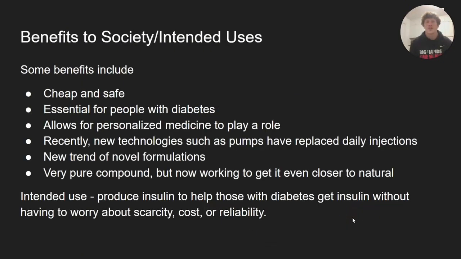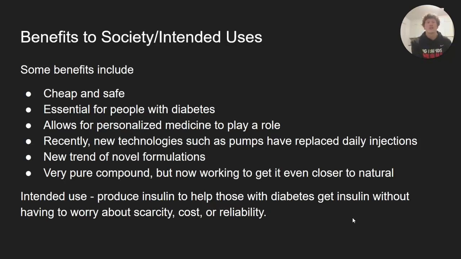Benefits to society and intended uses. Some benefits include that it creates a ton of insulin cheaply and safely, which is obviously essential for diabetics, and it allows personalized medicine to play a role because insulin can be engineered for specific needs, such as dosage, what type, and how fast.